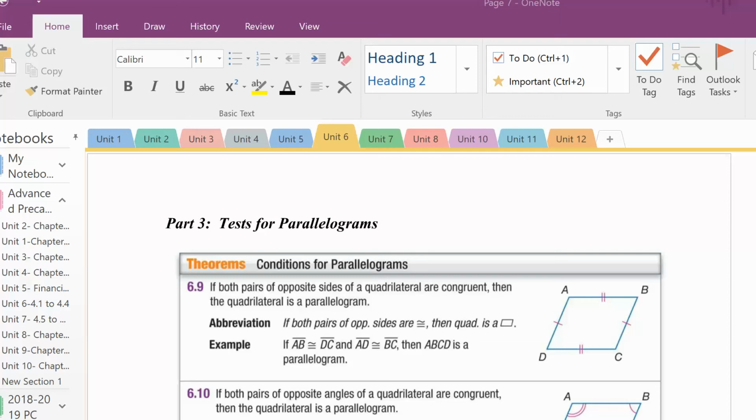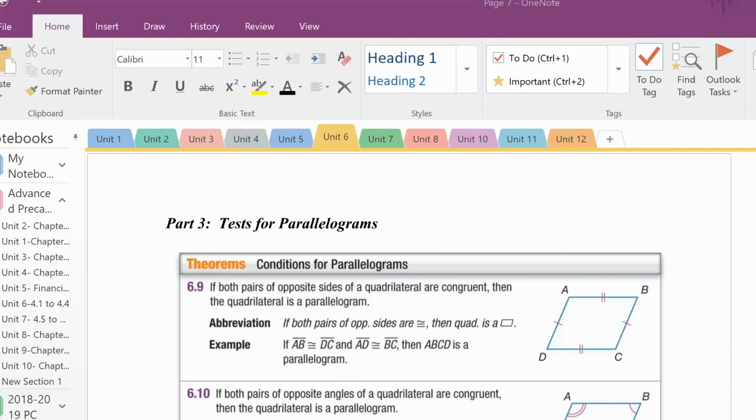Welcome to today's video on Unit 6, Part 3, the tests for parallelograms. So now we've talked about what it means to be a parallelogram. Now here's how you tell if a quadrilateral is a parallelogram, and that's by the following conditions.